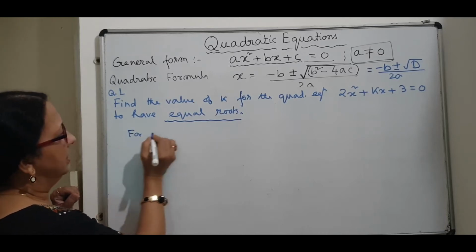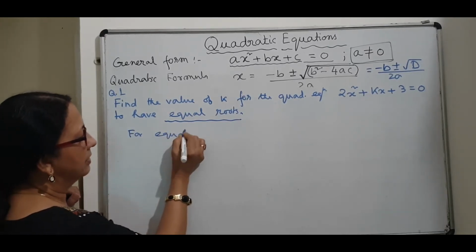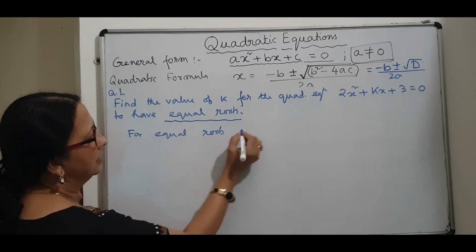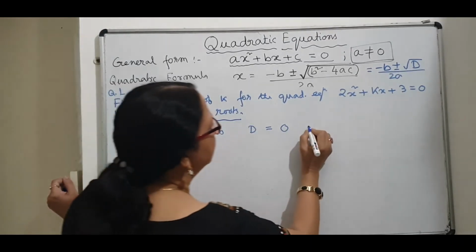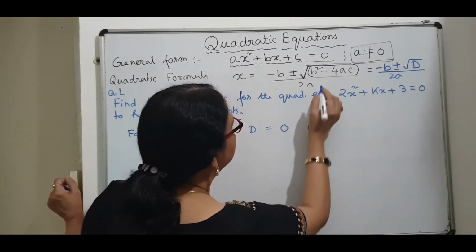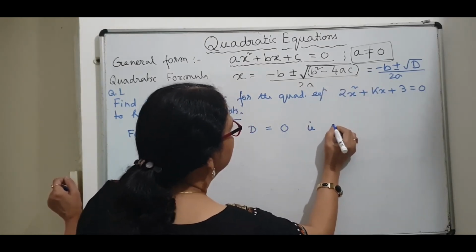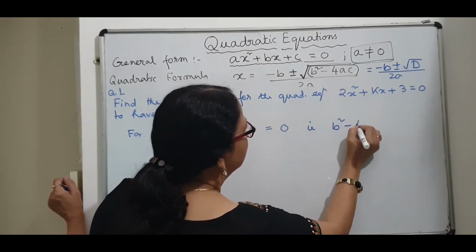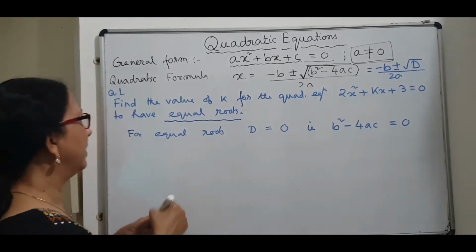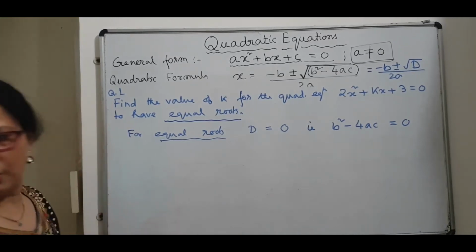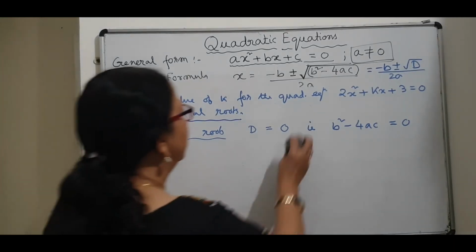For equal roots, D is equal to 0. That is the condition. That means D, which is b² − 4ac, is equal to 0. This condition will be satisfied for equal roots. So let us use this concept.